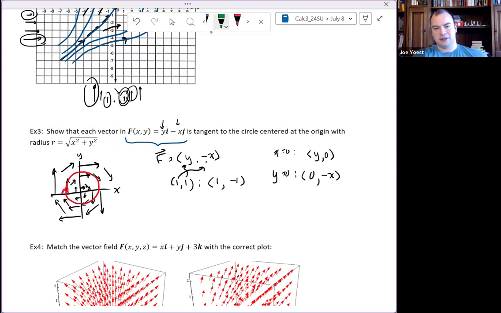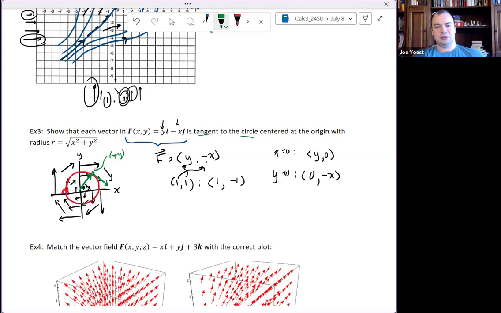If I have a point x comma y, there's a vector going from the origin to that point. And then I also have a vector coming from the vector field that's the output when that point is input. Well, if I want to be tangent to the circle, I'd be tangent to the circle if I'm perpendicular to the radial line going from the origin to the point of interest, to the input point.